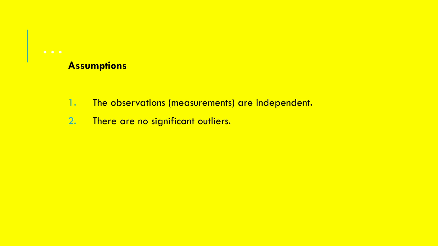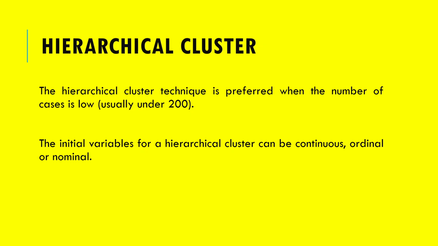Now these are the following assumptions. The first assumption is the observations are independent, and the second assumption is there are no significant outliers. So in this video we are going to talk about hierarchical cluster. The hierarchical cluster technique is preferred when the number of cases is low, usually under 200. And moreover, the initial variables for a hierarchical cluster can be continuous, ordinal, or nominal.